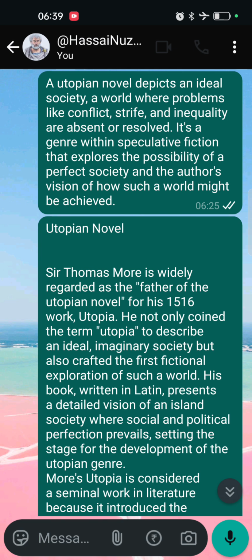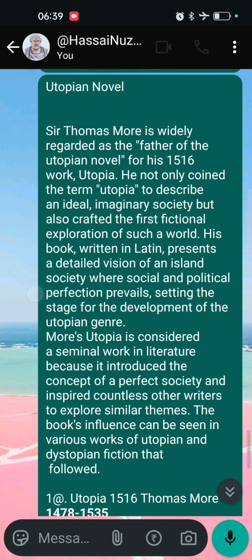the utopian genre. More's Utopia is considered a seminal work in literature because it introduced the concept of a perfect society and inspired countless other writers to explore similar themes. The book's influence can be seen in various works of utopian and dystopian fiction that followed.